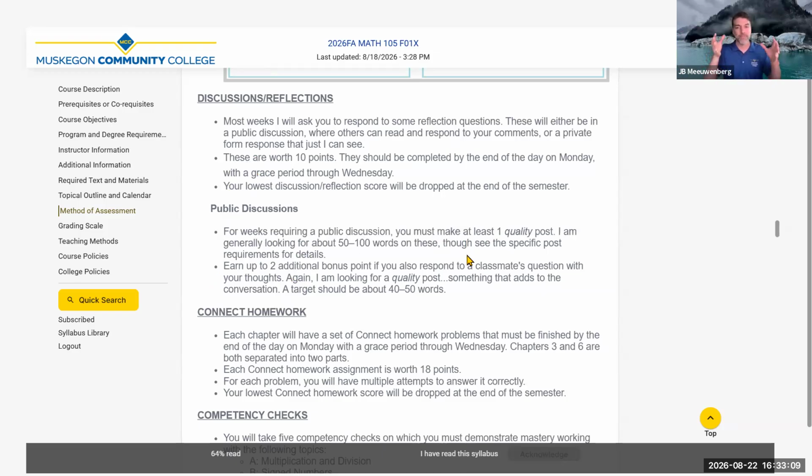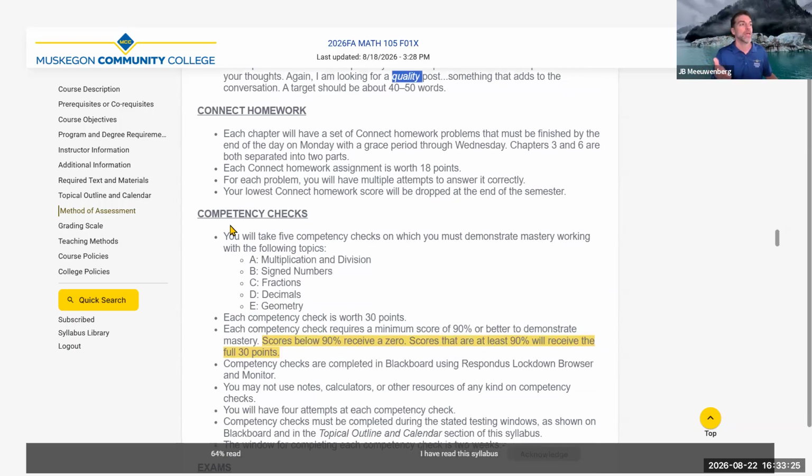Please note the word count is a guideline. It's what I'm looking for. I'm not going to be literally counting words, but if you are giving me like 12, that's not going to count for a post. It's got to be substantive, something with just a little bit of meaning to it. A quality post, as I state there.